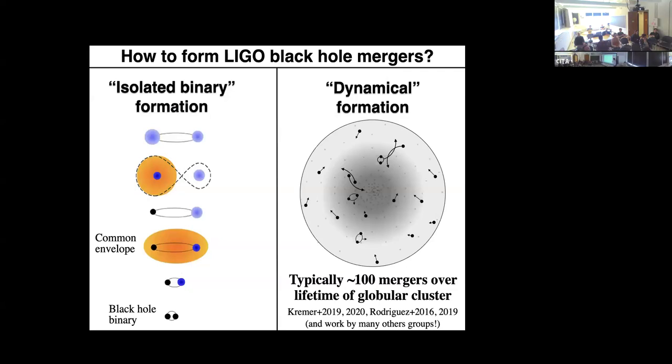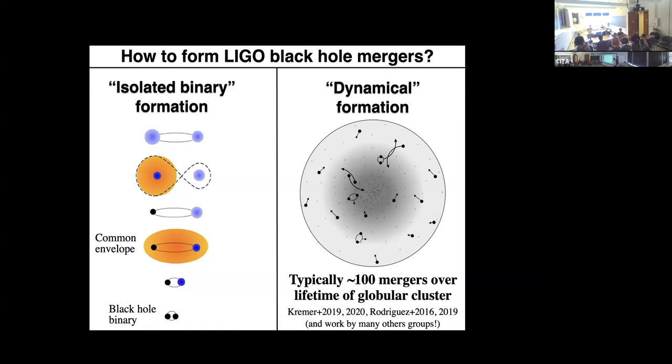There's formation via isolated binary evolution, where a pair of massive stars are born together in a binary, they evolve together, and they form a pair of black holes that ultimately merge within the Hubble time. This channel is very well motivated because, for instance, there are many high-mass X-ray binaries with black holes observed in the Milky Way and other nearby galaxies. So we know at some level black holes can form in isolated binaries like this.